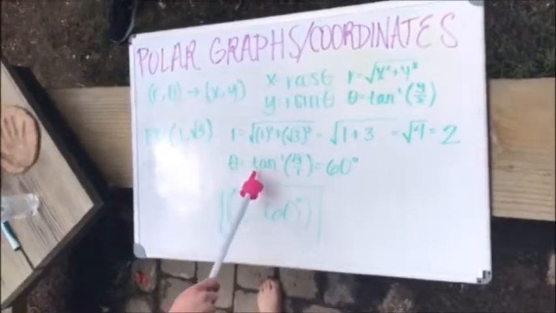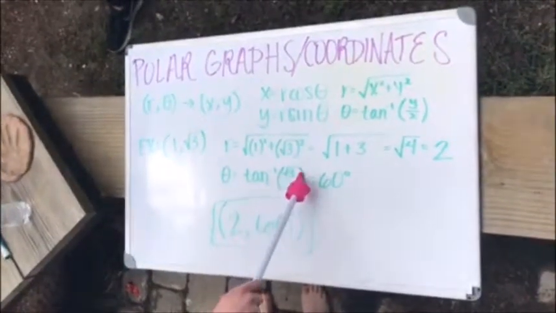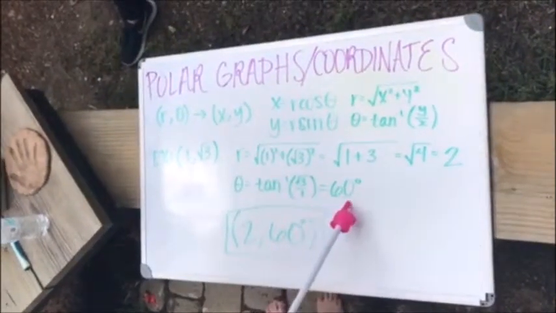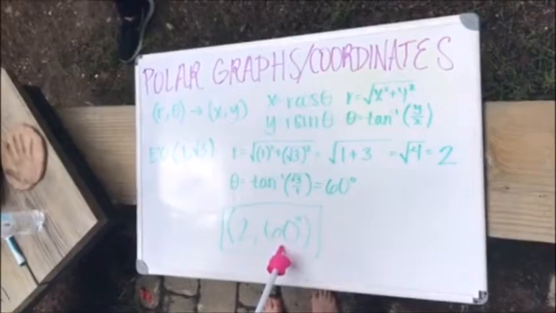For theta, it's the tan inverse of y over x. Tan inverse of root 3 over 1 is 60 degrees. So our theta is 60 degrees.